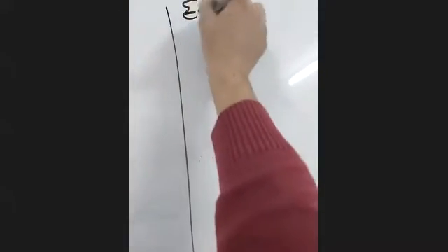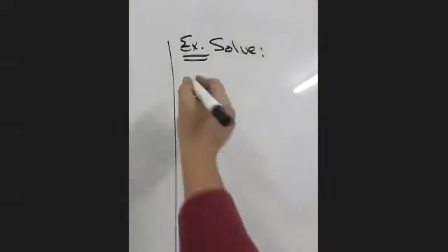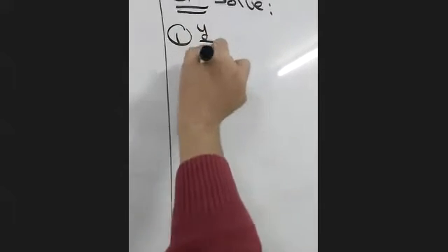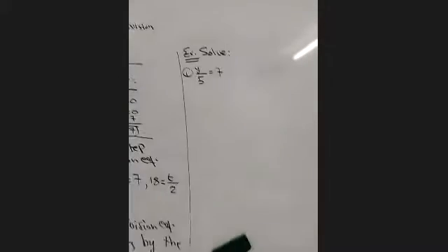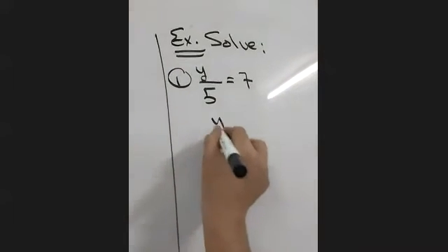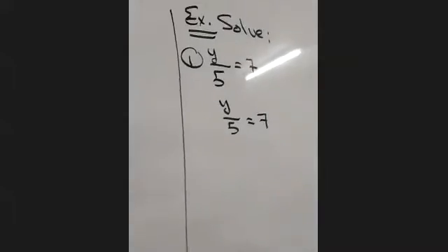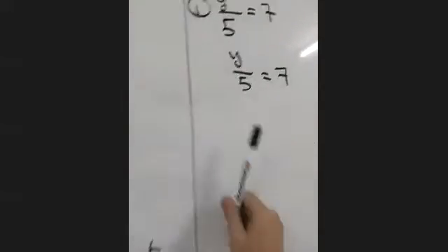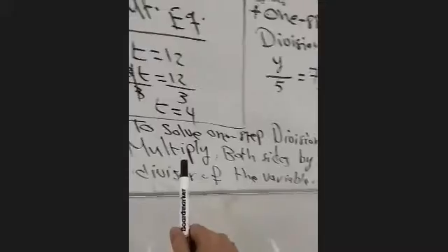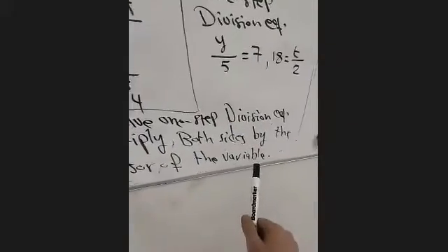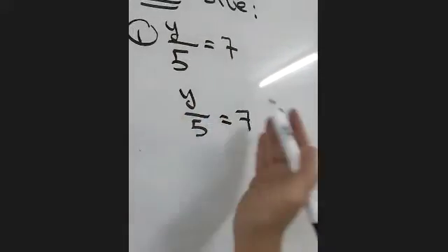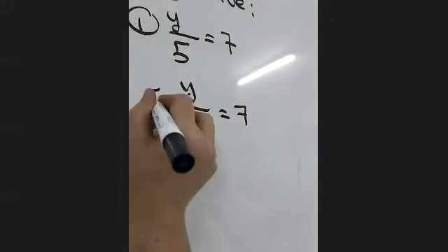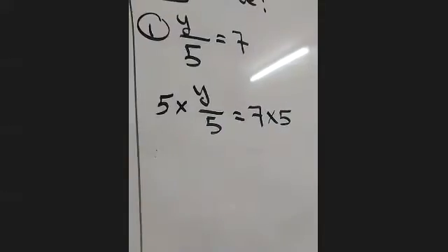Example: solve the following equations. I will take these two and solve them here. The first one, y over 5 equals 7. We know the first step is to rewrite the equation. So y over 5 equals 7. It is a division equation. So to solve a one-step division equation, multiply both sides by the divisor of the variable. This is the variable and its divisor is 5. So I will multiply both sides by 5, here multiply by 5 and here multiply by 5.